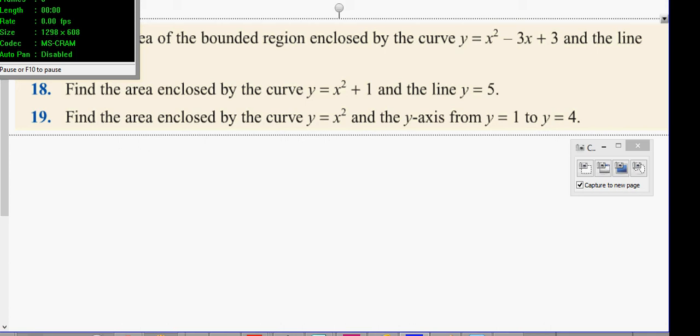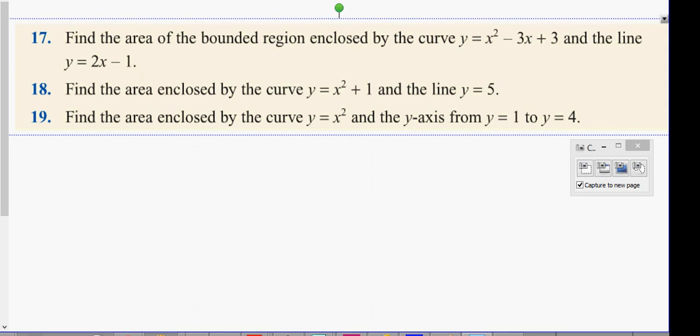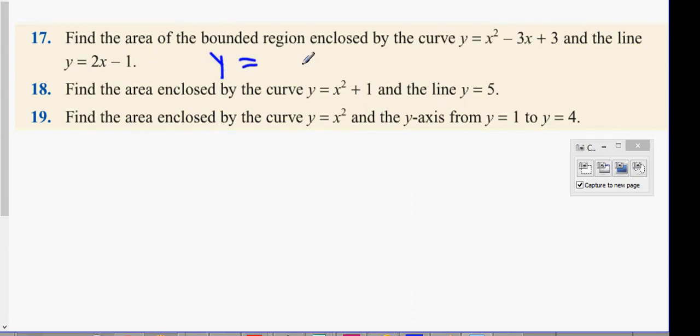What we have here is the area, find the area bounded by a region closed by the curve y equals x squared minus 3x plus 3 and the line y equals 2x minus 1. Just going to give you a brief thing about the line in it. y equals mx plus c. Can anybody tell me what's the slope of this line? 2 goes diagonal right up, doesn't it?